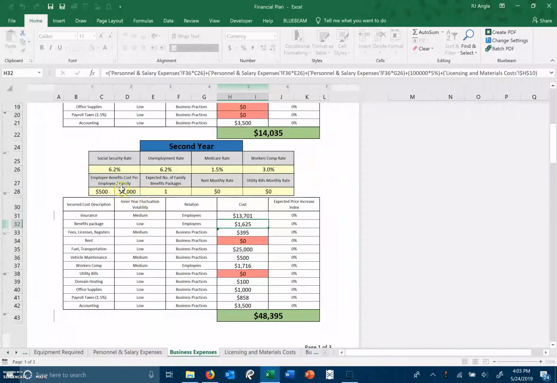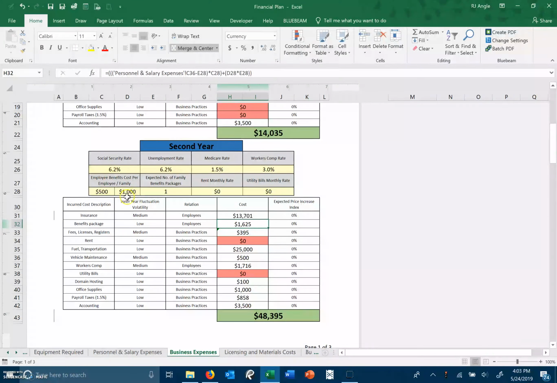Benefits packages are what we were talking about up here with affording benefits to your employees, both personal and family plans for medical, dental, and vision insurance.